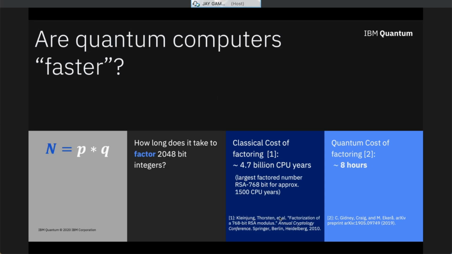And you see here that it's not that it's doing the standard operations faster, it's a completely different way of doing it. And it's this different way of doing it that makes quantum computing so exciting.